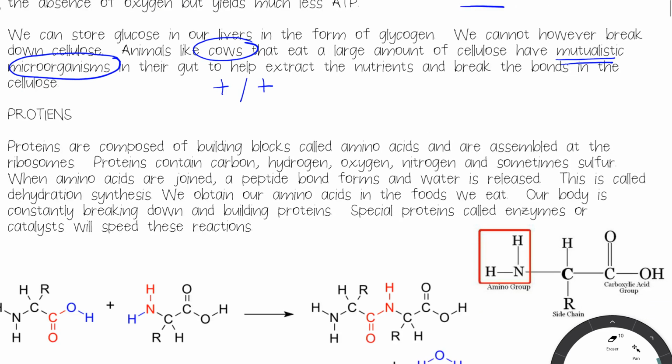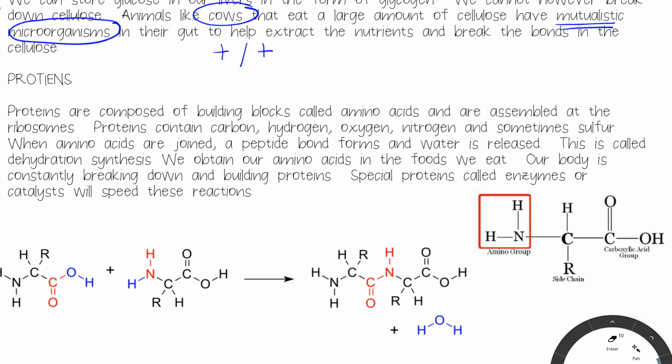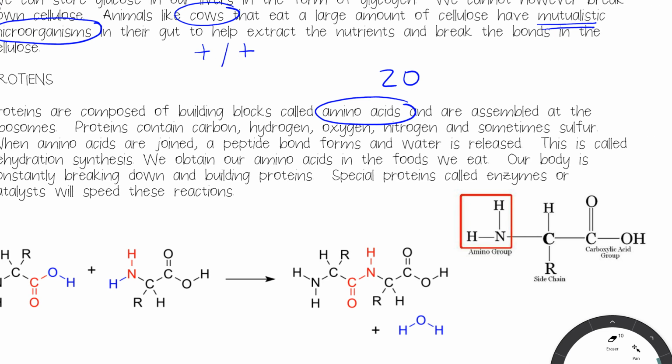Moving our story along to proteins. Proteins are composed of building blocks called amino acids. There are around 20 amino acids, and all of them will have the base kind of formula of NCC. On the N side, there'll be 2 hydrogens attached. That's called your amino group. On the other side, there'll be a double bonded oxygen and an OH. That's called your carboxylic acid.